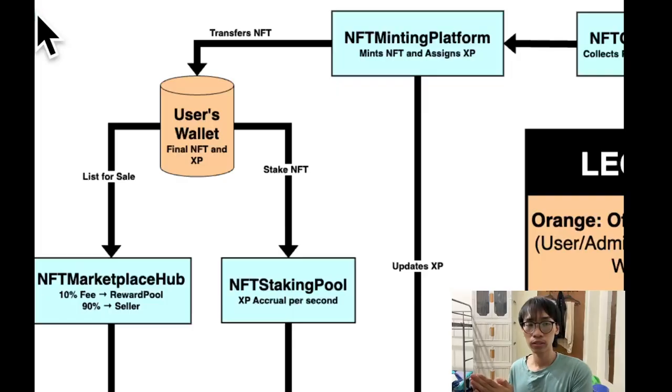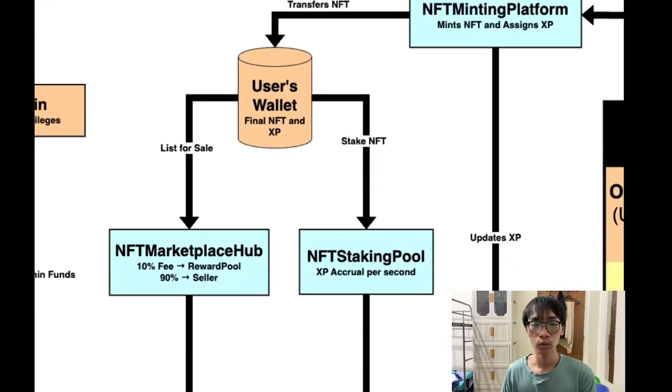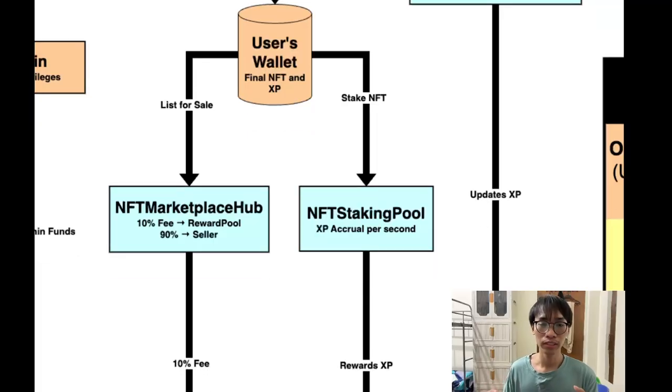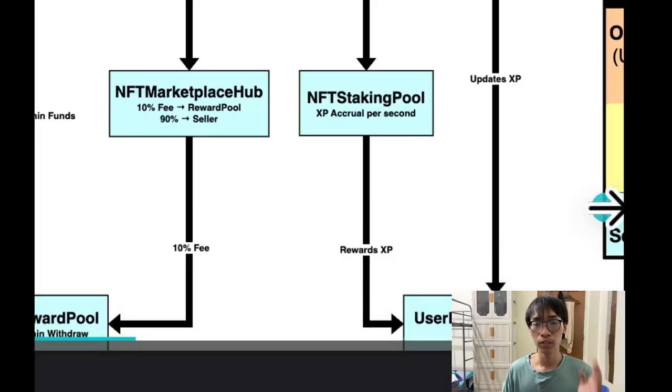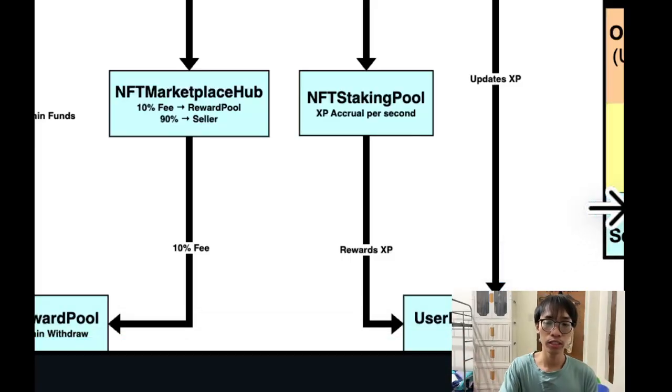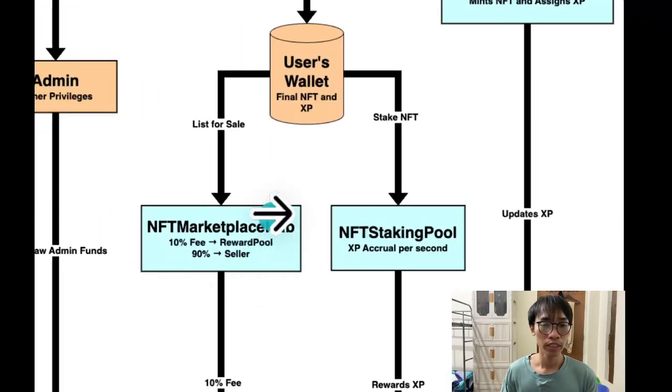Now when the user has received that NFT, they have two options: stake it or list it. If the user tries to stake the NFT, then it calls the NFT staking pool smart contract, which tracks the acquired XP per second. And in order to update the XP of that specific user, it also calls the user experience point smart contract.